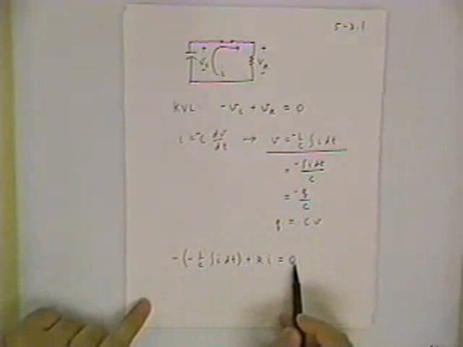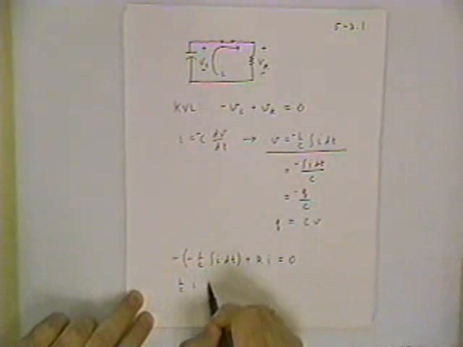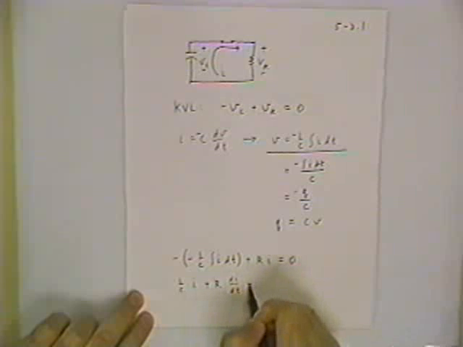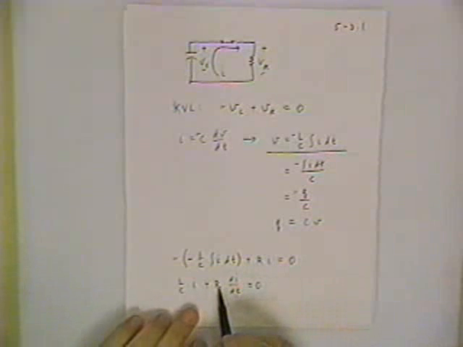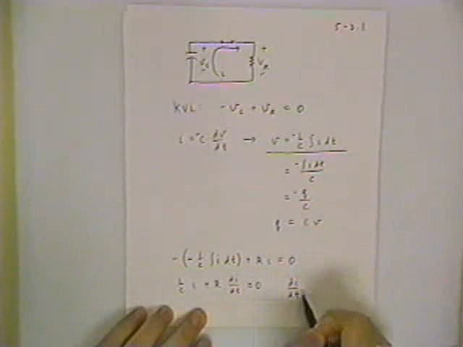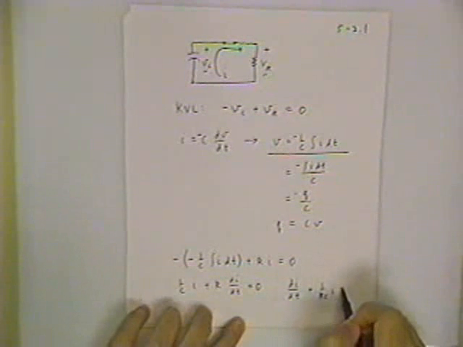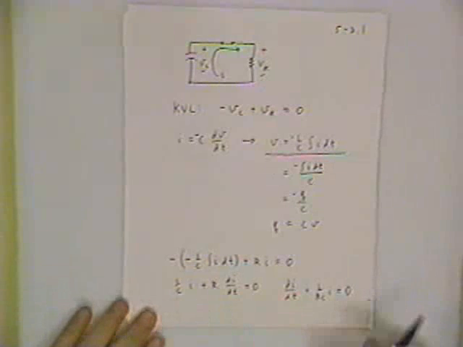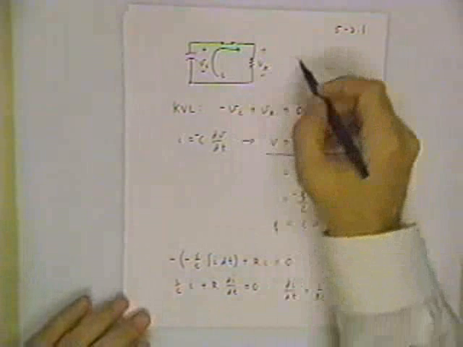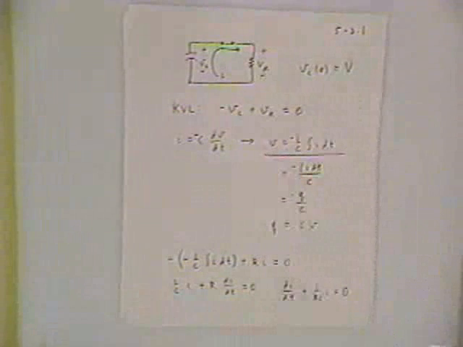And now if I differentiate this expression once with respect to time, it clears the integral. And if I simply divide through by R and rearrange terms, I get a standard differential equation, dI/dt plus 1 over RC I equals 0. Now that's the differential equation we want to solve, subject to the initial condition, which we know from having looked originally at the circuit, Vc of 0 is equal to V.